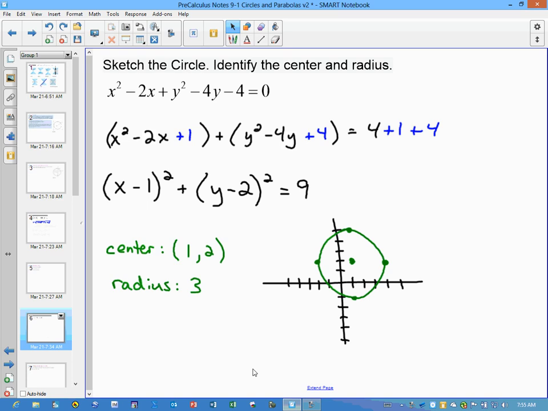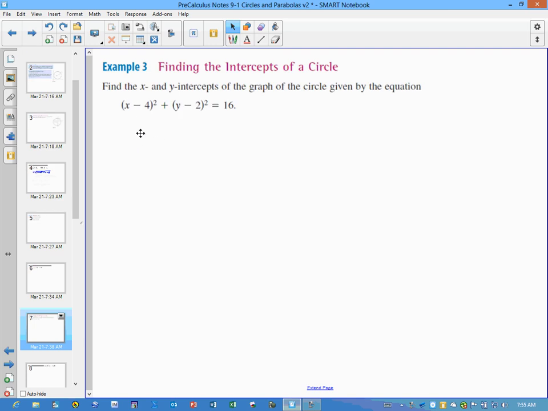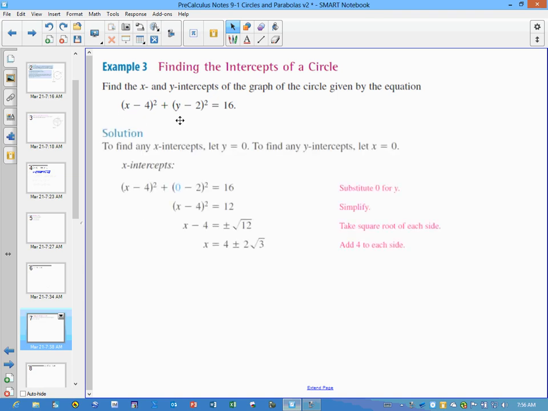All right, next we're going to look at finding the x and y intercepts. So they ask us to find the x and y intercepts of the circle given by this equation. And the important thing to remember in general is the easy approach to intercepts is when you're finding an x-intercept, you're solving for x. When you're finding a y-intercept, you're solving for y when you let the other variable be 0. So in other words, if I want an x-intercept, then I'm going to set y to be 0, which we did right here, and then solve the resulting equation.